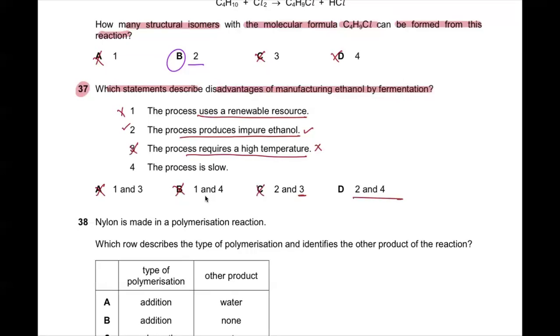So we are only left with D. The process is slow. Yes, that process is slow, and that is also a disadvantage. So our option D is the correct answer. I hope it's clear to all of you.